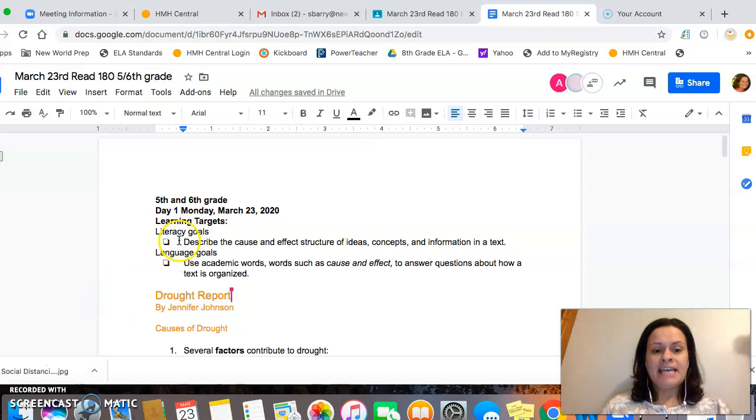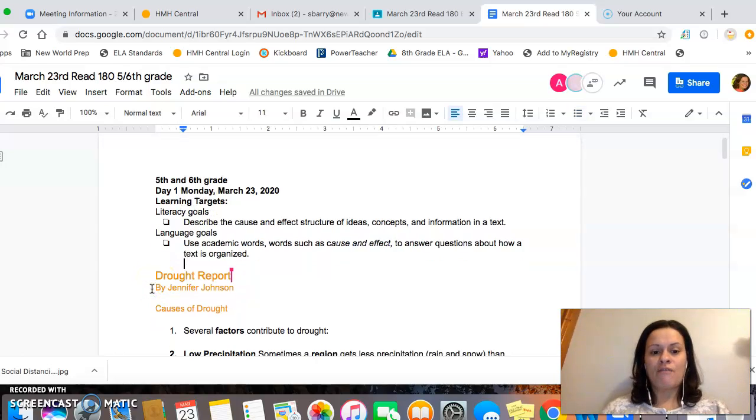Our goal today is to describe the cause and effect structure of ideas, concepts, and information in a text. Our language goal is to use academic words such as cause and effect to answer questions about how a text is organized. So even though we're not speaking to each other or having a class discussion, we want to use those academic words in writing. Remember to capitalize the beginning of sentences and put periods at the end of sentences as well. We want to make sure that we are writing in complex, clear sentences.